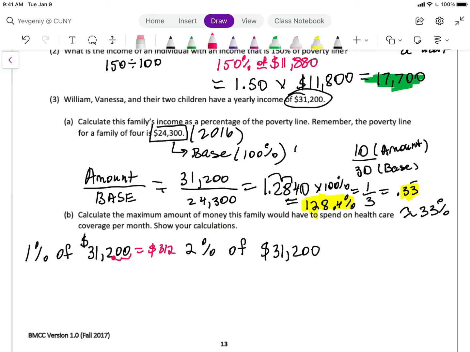Just move the decimal point 2 places to the left, and you got it. All right, so it's 312. It works with any number. Let's say you want to do 1% of $535. Boom. So 1% is 535.